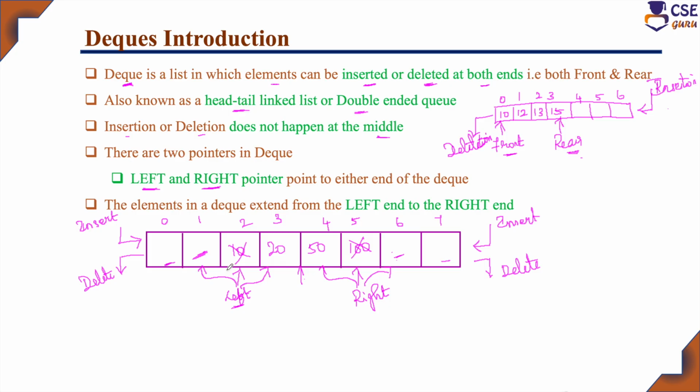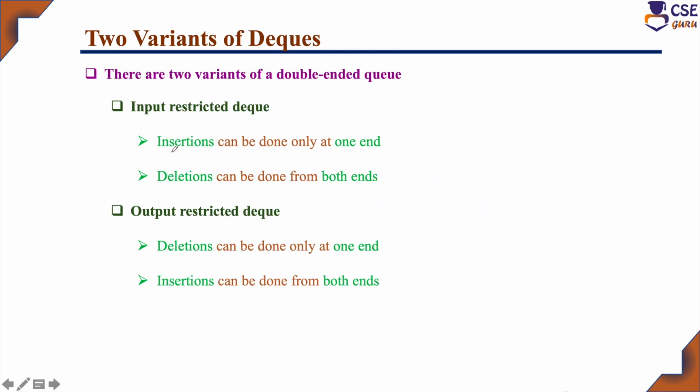Okay, so this is nothing but the Deque data structure. Both insertion as well as deletion happen at both the ends. That is called the double-ended queue data structure. And here we are going to use only a left pointer and a right pointer instead of front and rear pointers. There are two variants of the Deque, or double-ended queue, data structure: one is input restricted Deque and another is output restricted Deque.